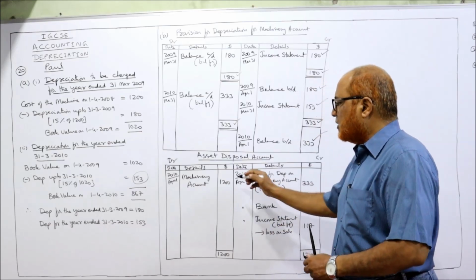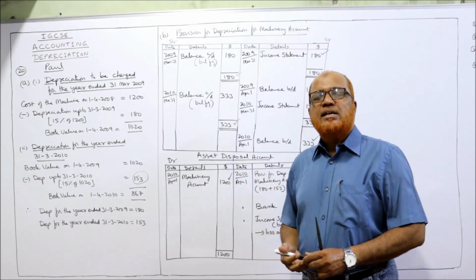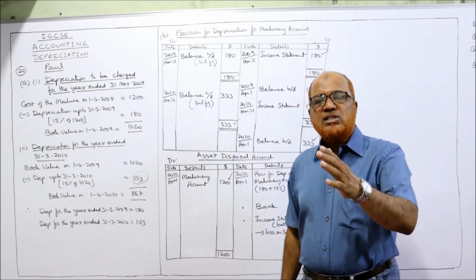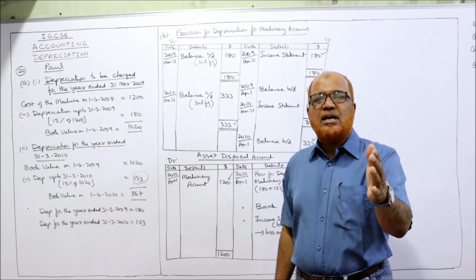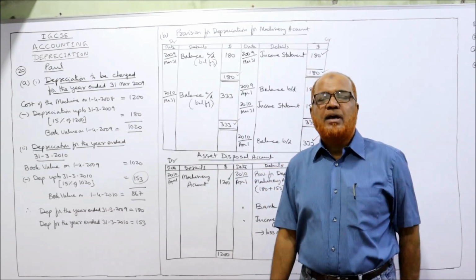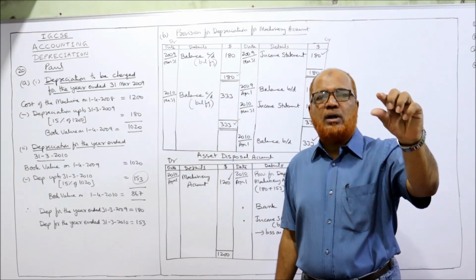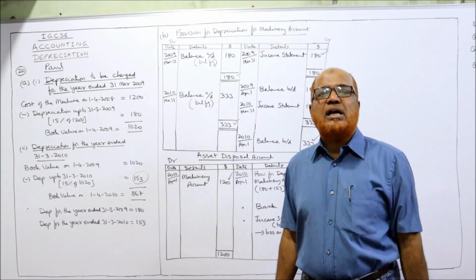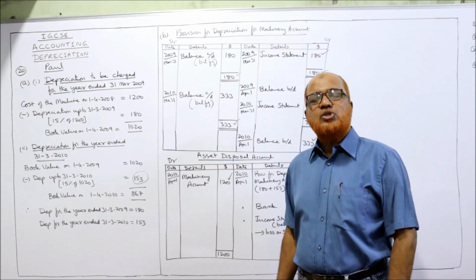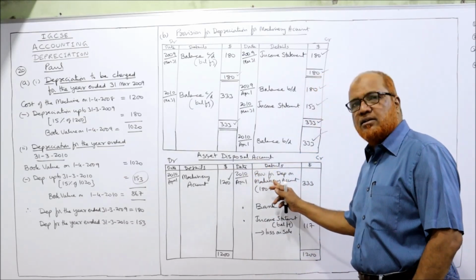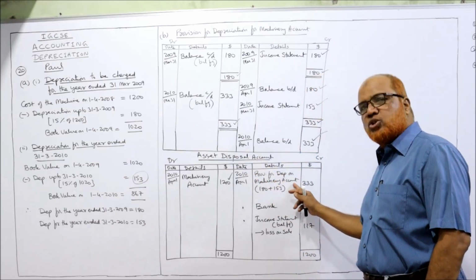So here I have taken 12. First entry posted. Second entry will be transfer the provision for depreciation to asset disposal. The entry will be provision for depreciation account debit, asset disposal credit. So asset disposal credit side, provision for depreciation on machinery.